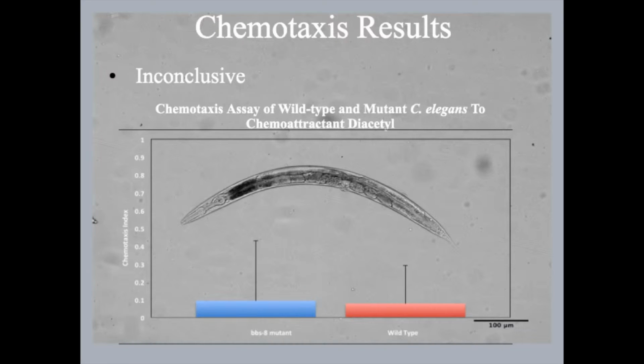For the chemotaxis results, it was anticipated that there would be a difference in attraction between the wild-type and mutant worms. However, results were inconclusive. It was expected that the wild-type would be more attracted to the diacetyl, and the mutant worms would have less affinity to the diacetyl because of the mutation in the BBS8 gene, which causes a defect in the sensory cilia cells. Our results show that the chemotaxis index values were relatively low for all strains, which suggests little to no attraction to diacetyl by the C. elegans in the test quadrants.